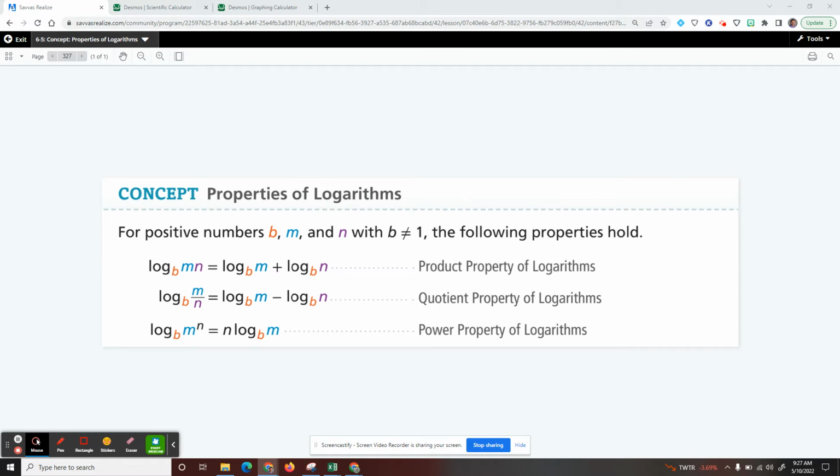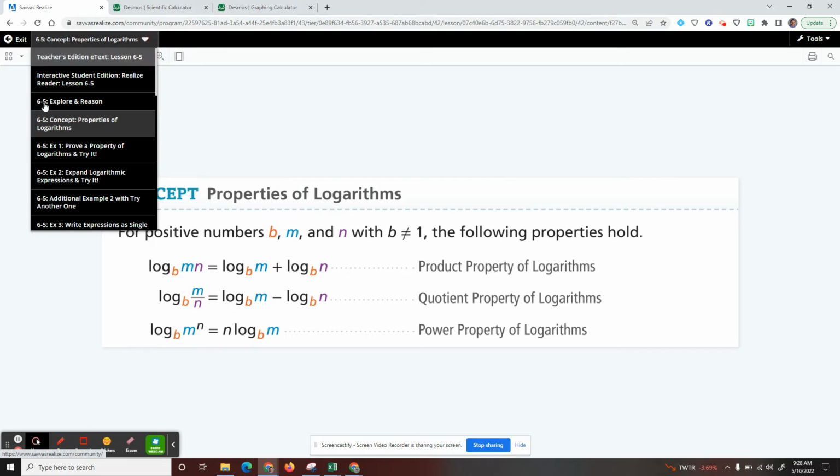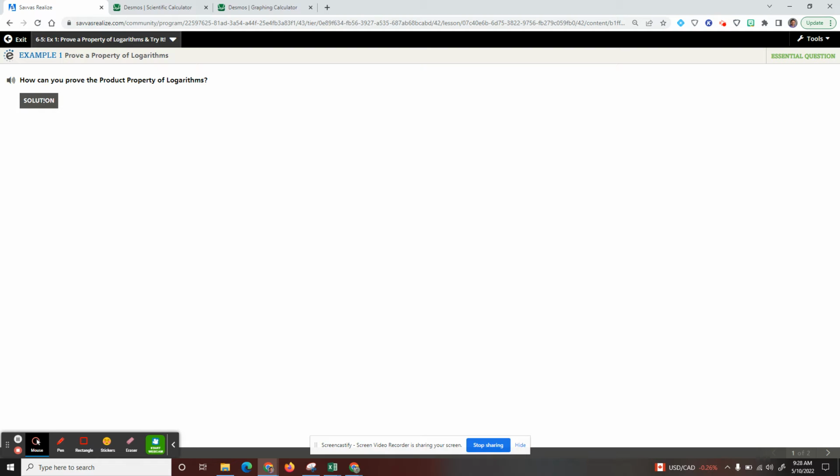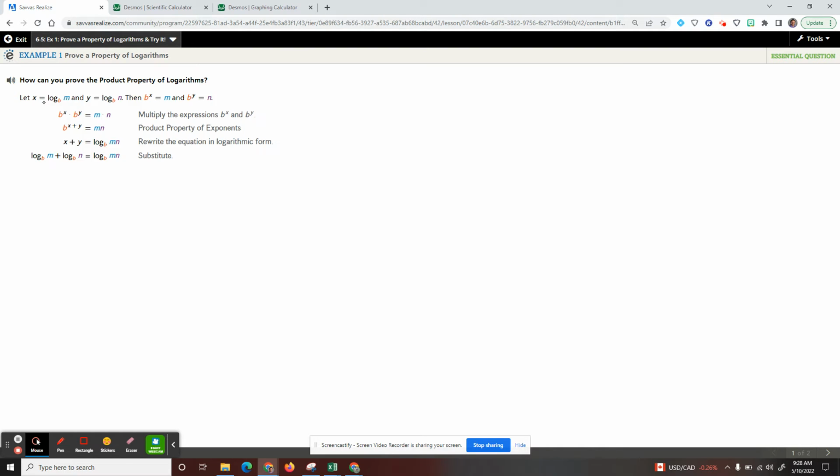All right, so what we're going to do is, in example 1, prove two of these. Basically just so you get an understanding of where these properties are coming from. And then we're going to apply them in future examples here. So the first example we're going to click through is proving the product property.